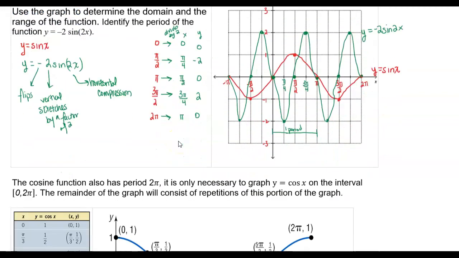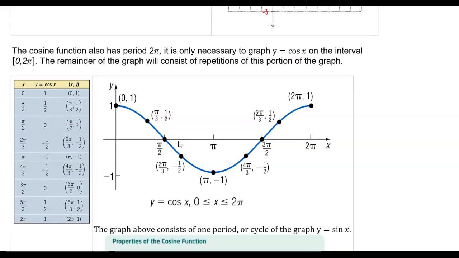Now let's graph cosine. The cosine also has a period of 2 pi, and it's only necessary to graph y equals cosine x on the interval from 0 to 2 pi. The remainder of the graph is still just repetitious. Once again, I only graph 5 points. We have 0, 1, pi over 2, 0, pi negative 1, 3 pi over 2, 0, and 2 pi. Notice how this graph actually starts higher at 0, 1, has a big dip, that valley at pi, and then comes back up at 2 pi.